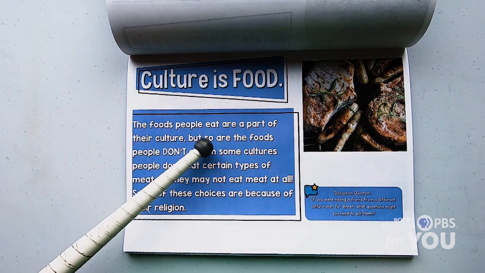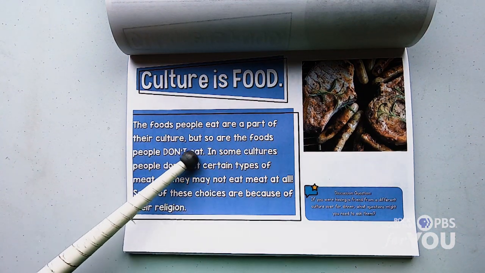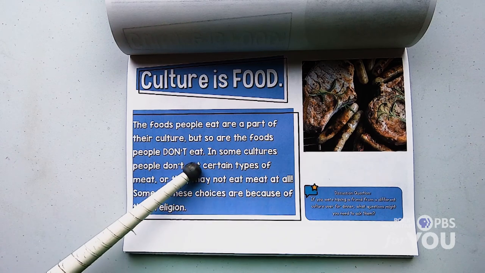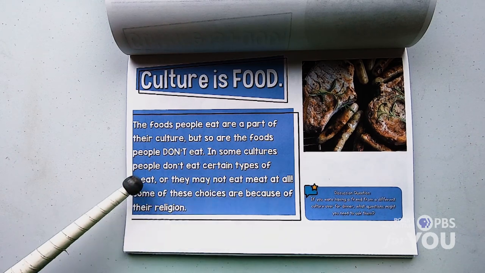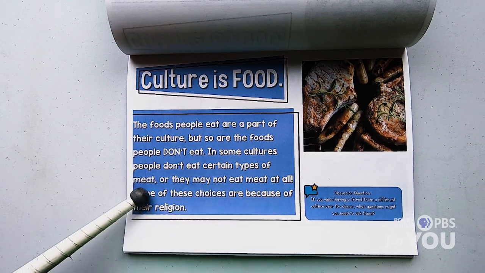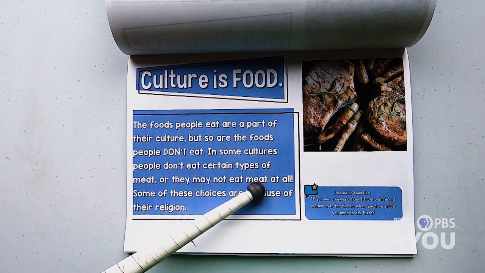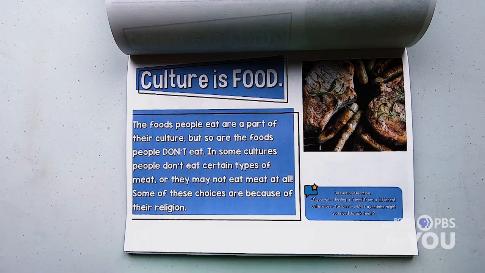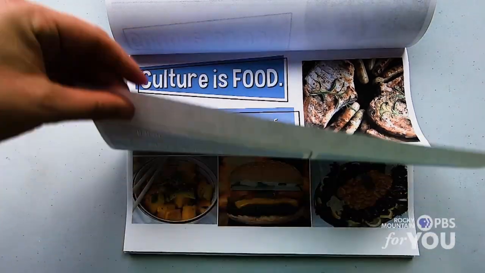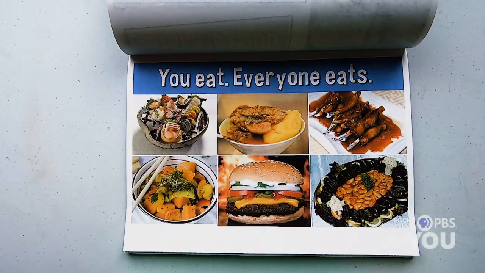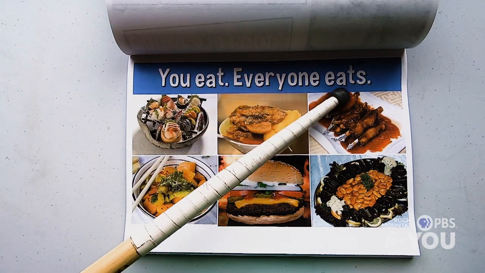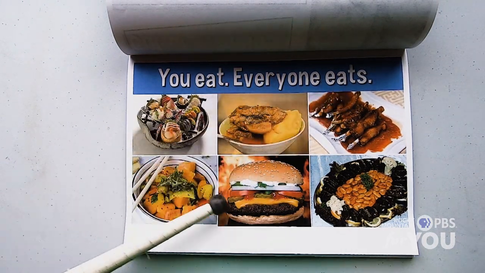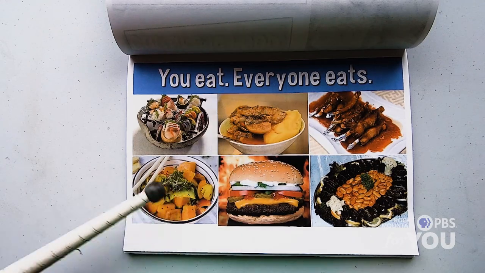The foods people eat are a part of their culture, but so are the foods people don't eat. In some cultures, people don't eat certain types of meat, or they may not eat meat at all. Some of these choices are because of their religion. You eat, everyone eats. Look at all those different types of food.